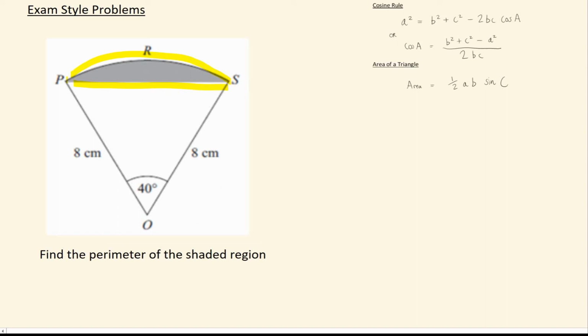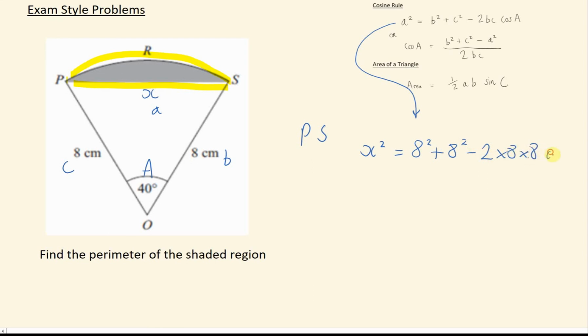Okay. So let's start with the length P to S. Let's start with that straight line. We can use that, and that is just going to be the cosine rule. That's going to be the cosine rule used to work out a length. If I call this X, we have an angle, and we have the two sides either side of it. Plugging that in, x squared will equal b squared plus c squared minus 2bc cos of the angle.